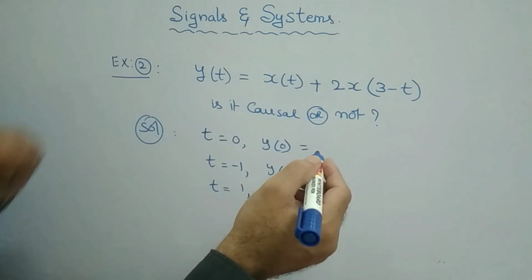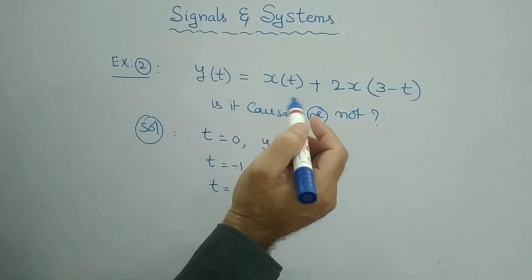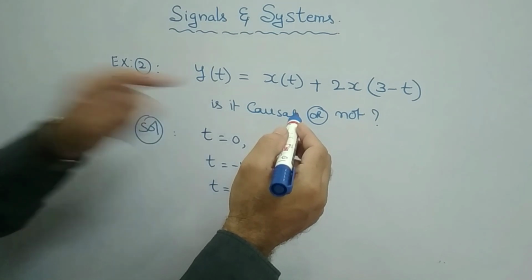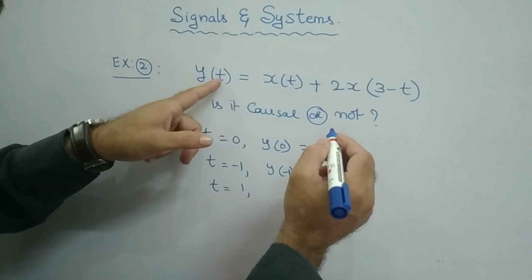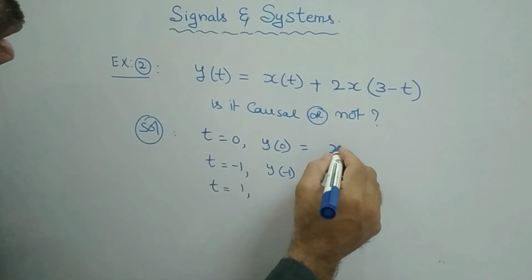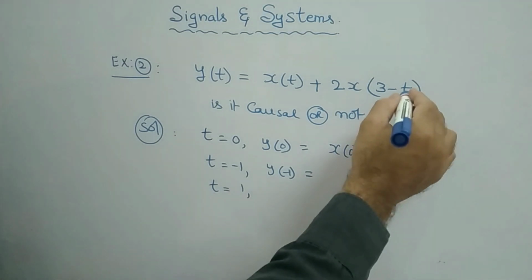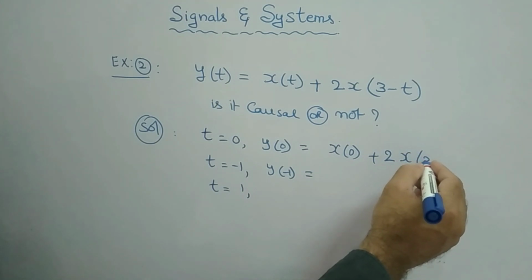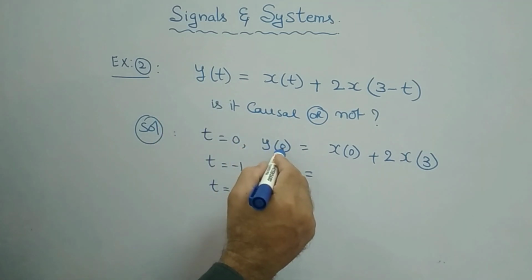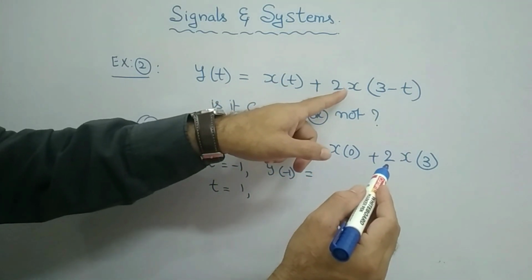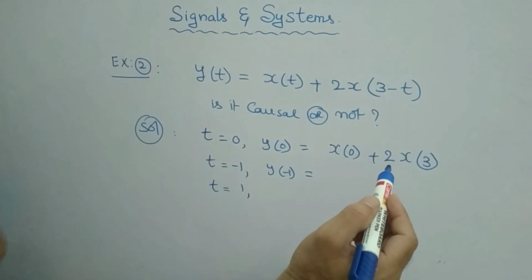Let us say t equal to 0. What will happen if t equal to 0? Then it becomes y of 0, right? If t equal to 0, then y of t becomes y of 0, that is equal to x of 0 plus 2 times x of 3 minus t, where the value of t is 0. So y of 0 is equal to x of 0 plus 2 times x of 3 minus 0. So t becomes 0, therefore x of 3. That is for t equal to 0.